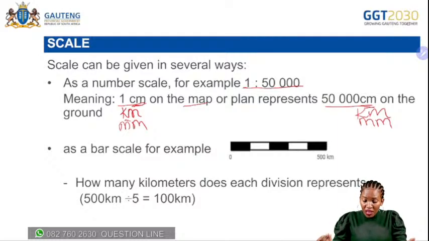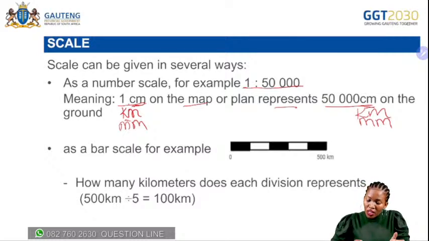So I'm going to repeat this again. How do we explain a number scale? For this particular example, we are going to say 1 centimeter on the map or on the plan represents 50,000 centimeters on the ground, or 50,000 centimeters in reality.